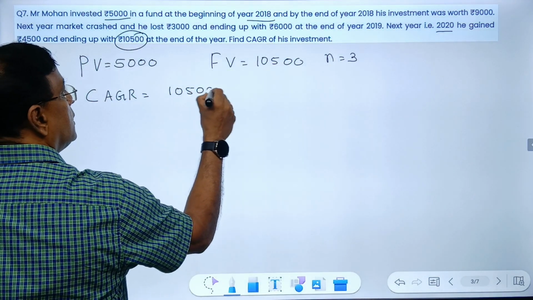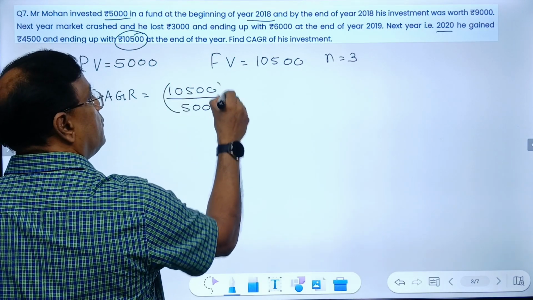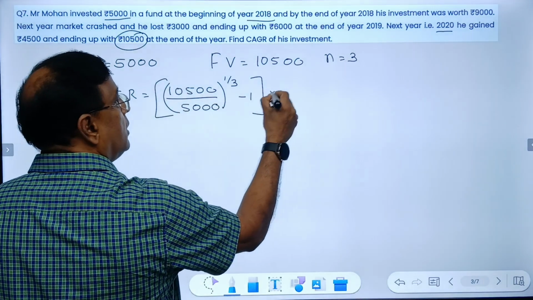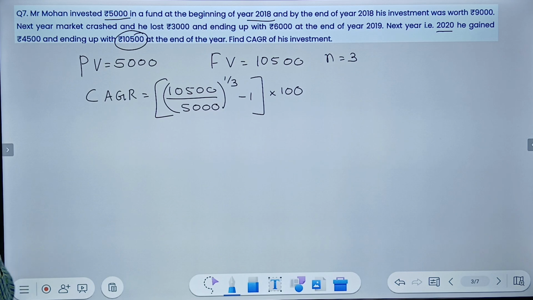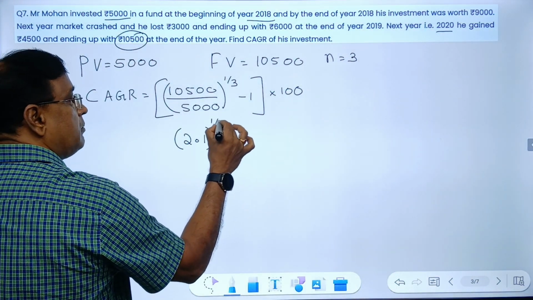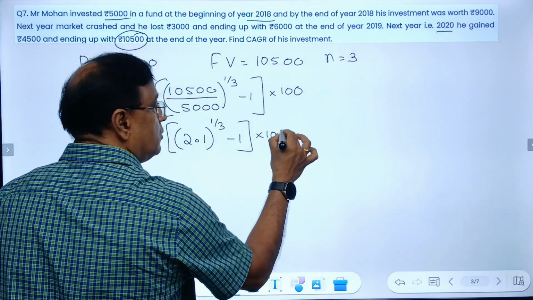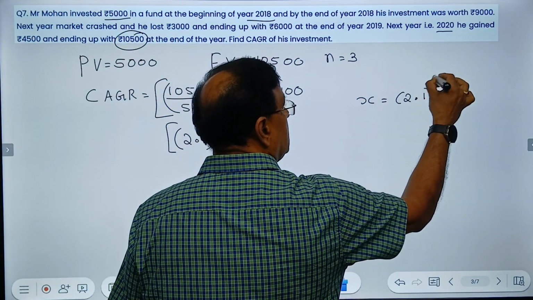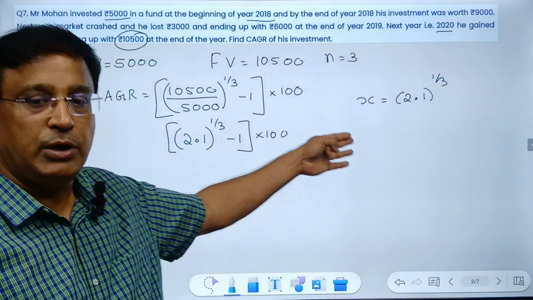10,500 by 5,000 to the power of 1 by 3 minus 1 into 100. I just applied the formula. Now when I calculate this, I am getting 2.1 over 1 by 3 minus 1 into 100. So you can take separately this as x is equal to 2.1 power 1 by 3. Take log on both sides and do it. I'm not going to do that. That you can try by yourself.